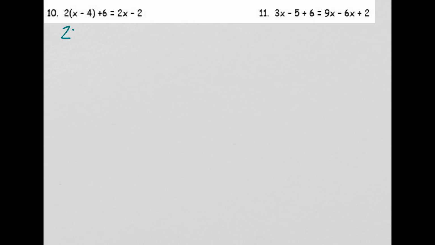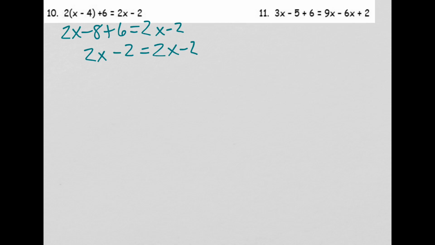So distribute 2x minus 8 plus 6, 2x minus 2. Combining all the like terms, I get 2x. Wait a minute. 2x minus 2 equals 2x minus 2. What if I subtract 2x from each side? What's going on here? Negative 2 equals negative 2. All my x's added up to 0.